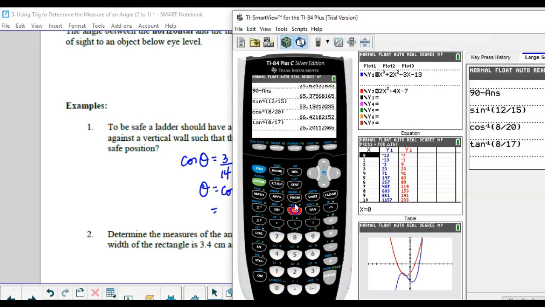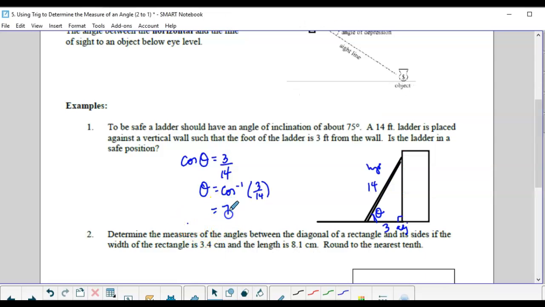So second cos 3 over 14, 77.6. And should have an angle of inclination of about that. So this is a little bit high. Okay, so that means it's a little bit steeper. The steeper it is, the more unstable, like whether you're going to be tipping backwards or not. So it's pretty close to being safe, but a little steep.